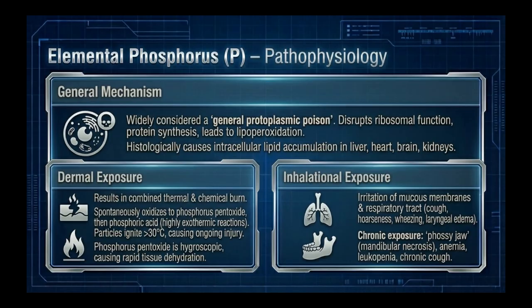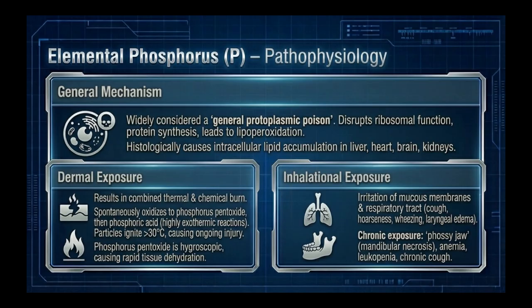and kidneys. Dermal exposure to white phosphorus results in both thermal and chemical burns. White phosphorus spontaneously oxidizes in the air to form phosphorus pentoxide, which subsequently hydrolyzes to produce phosphoric acid. Both of these chemical reactions are highly exothermic, generating heat that causes thermal burns. Additionally, white phosphorus particles can spontaneously ignite at temperatures above 30 degrees Celsius, and embedded particles may continue to oxidize, leading to ongoing tissue injury. Phosphorus pentoxide is also highly hygroscopic, meaning it readily absorbs moisture, which causes rapid dehydration of tissues. The combined effects of these processes result in severe burns that tend to heal more slowly than typical thermal burns.